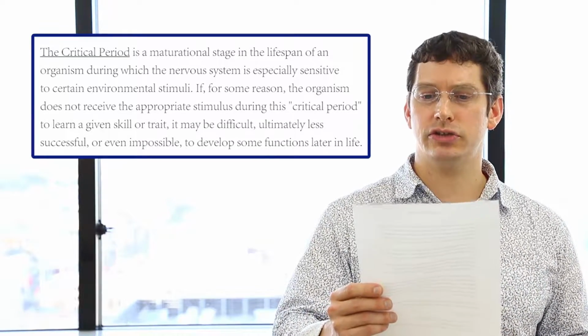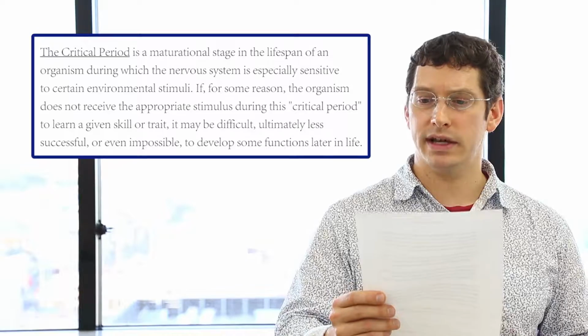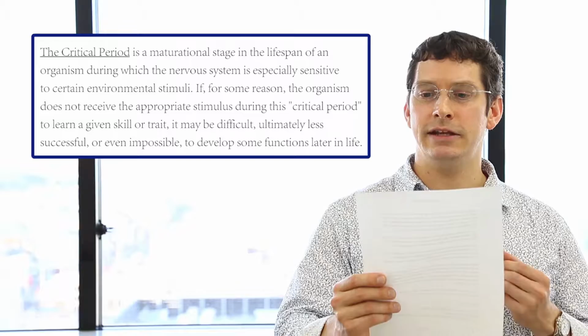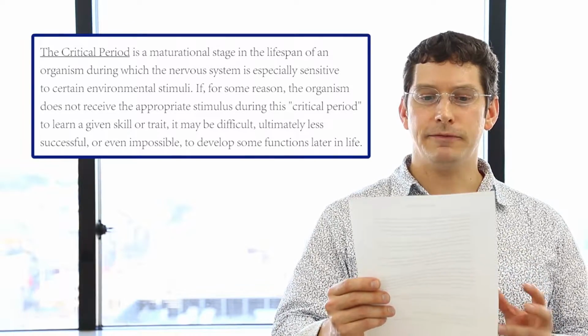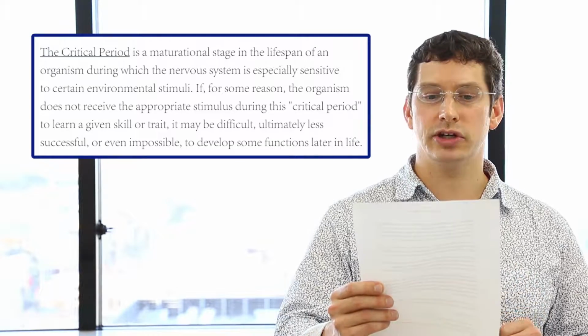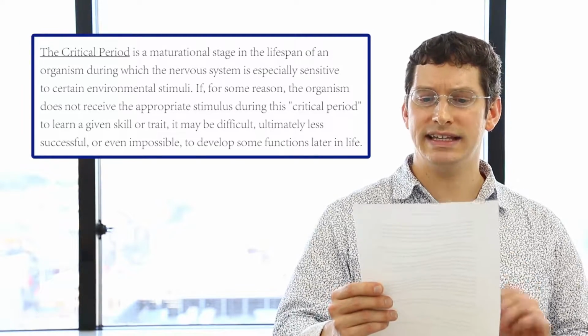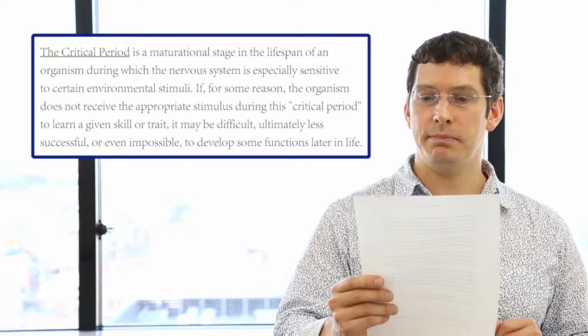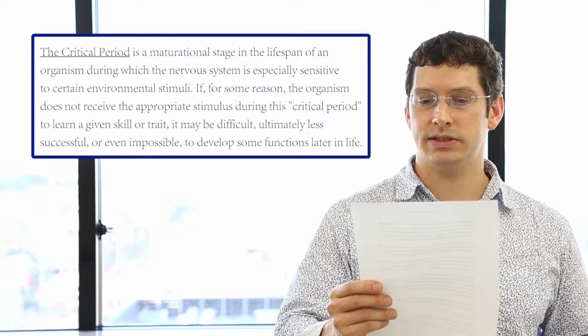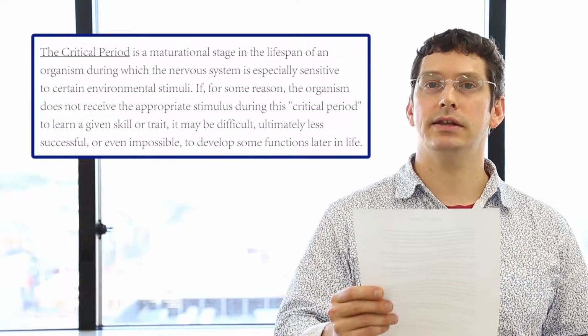Now, I'd like to read a definition of the critical period. This definition comes from Wikipedia, which has as good a definition as any. The critical period is a maturational stage in the lifespan of an organism during which the nervous system is especially sensitive to certain environmental stimuli. If, for some reason, the organism does not receive the appropriate stimulus during this critical period to learn a given skill or trait, it may be difficult, ultimately less successful, or even impossible to develop some functions later in life.